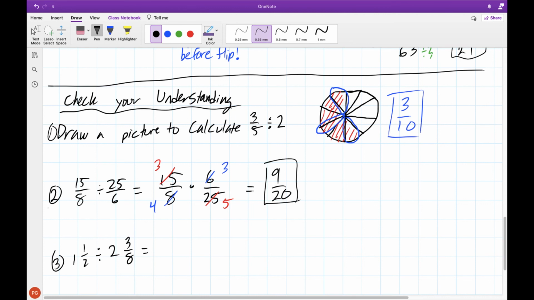We could have done multiplication on the top and the bottom and then reduced it afterwards. You would have gotten the same answer if you did that, but the numbers are a little bit bigger.